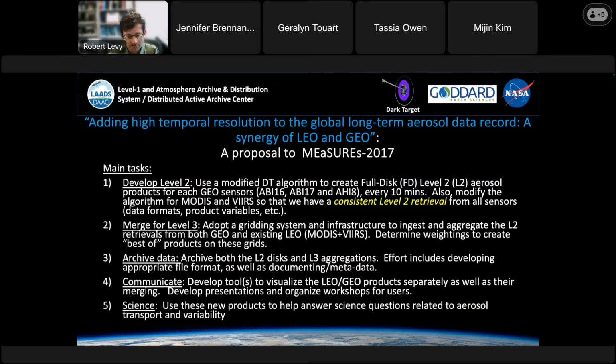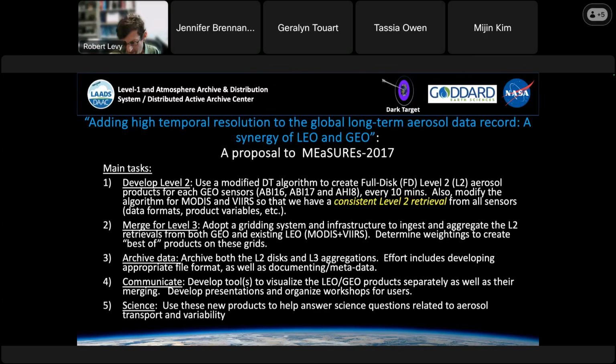And so this is a proposal we wrote to NASA's Making Earth Science Data Records for Use in Research Environments. The name is longer, but the acronym is MEASURES. We want to develop a level 2 product, which consistently applies the dark target retrieval on all the sensors, and also make it consistent so we don't have differences in how this data looks. We want the same look and feel for all the different products. We want to make a merged level 3, which creates a gridding system and infrastructure to ingest and create a single product from all of them.